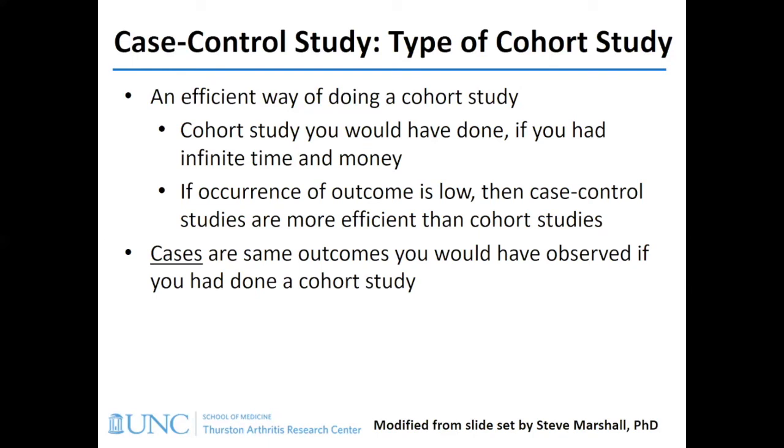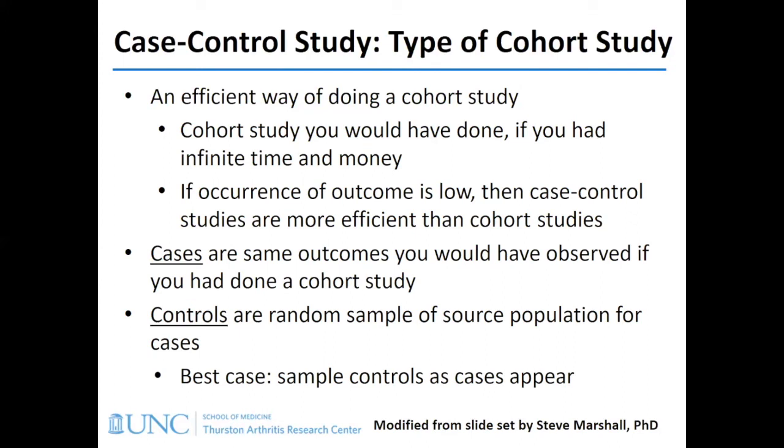Essentially, what you have to do is imagine the cohort study you would have done with infinite resources and infinite time. You would set up a case control study where all the cases that you bring in would have been the people you would have brought in if you had done the cohort study. The trickier part is the controls. The controls need to be a random sample of the source population for the cases. So if you did that big cohort study, what would your sample population have been? Then you have to find a random sample of those individuals that you thought would have been in your study.